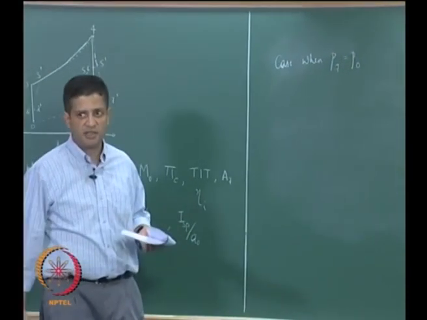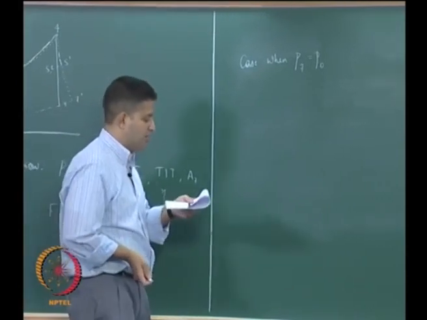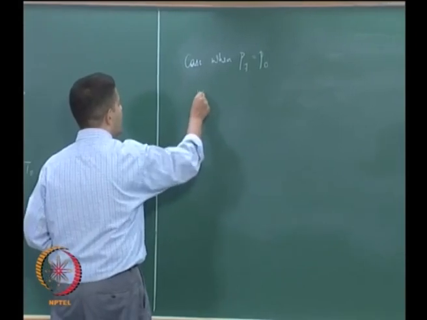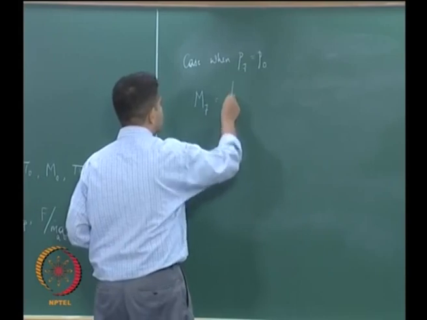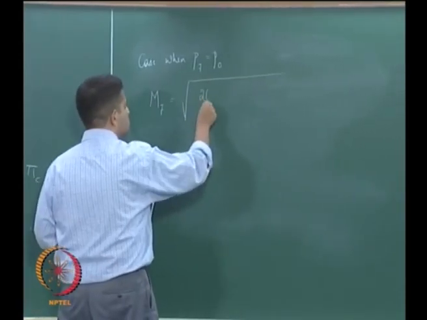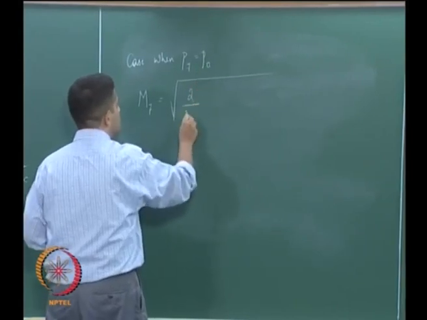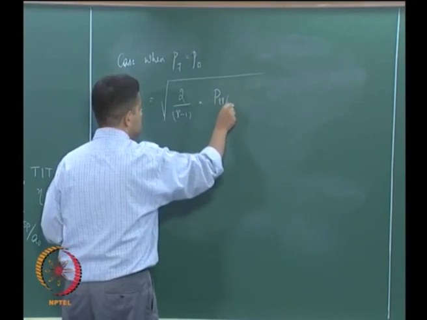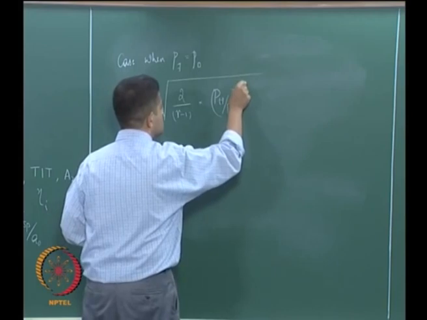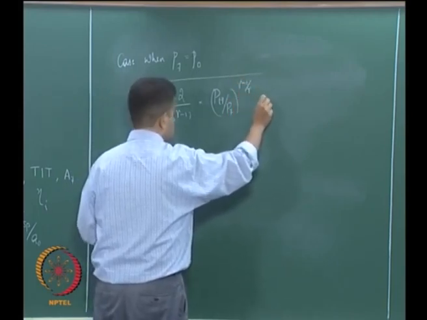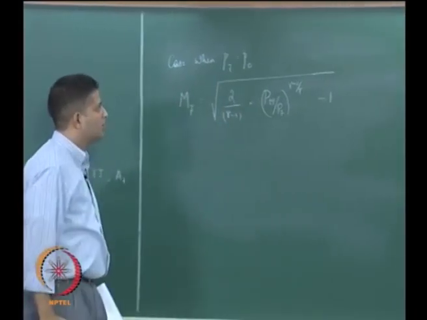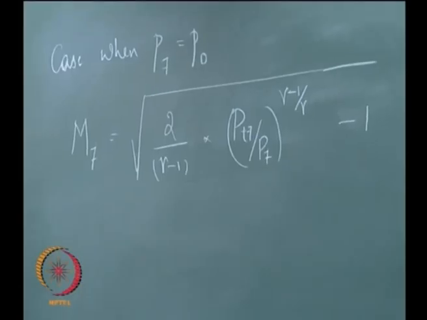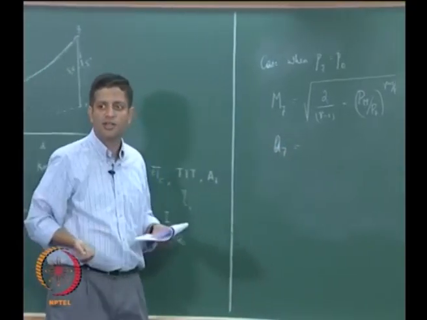This can be for both CD as well as convergent nozzles. So if P7 is equal to P0, then I can calculate Mach number M7 as equal to, okay. So I know Mach number at the exit. What can I find out? I need also A7, right? If I know A7, then I can calculate velocities, right?